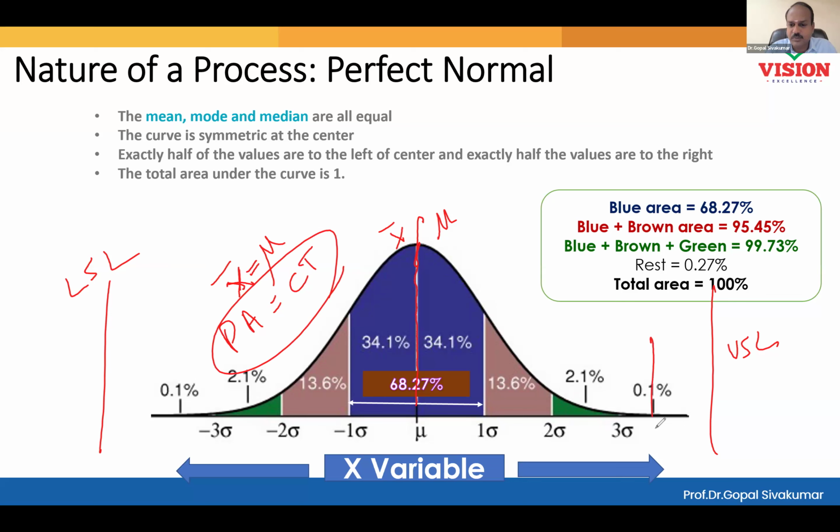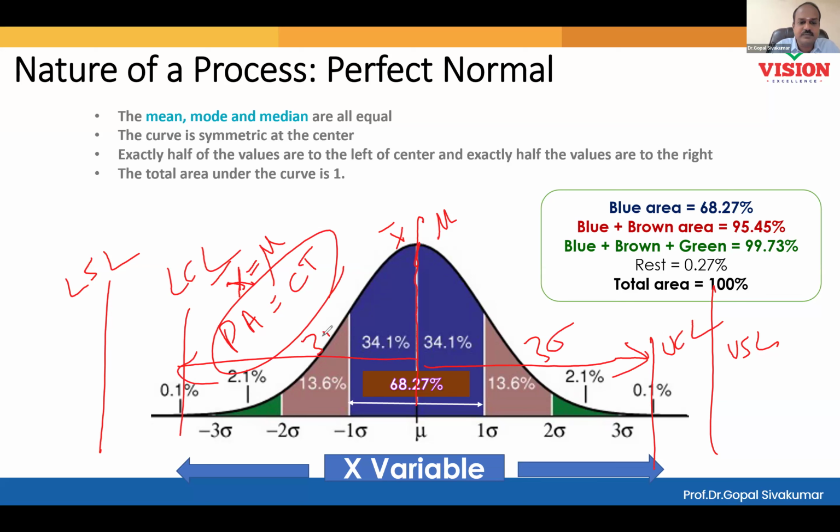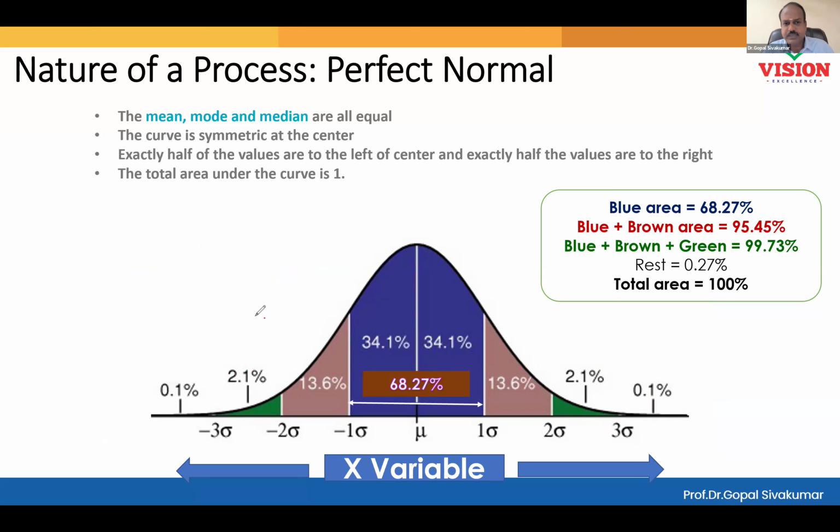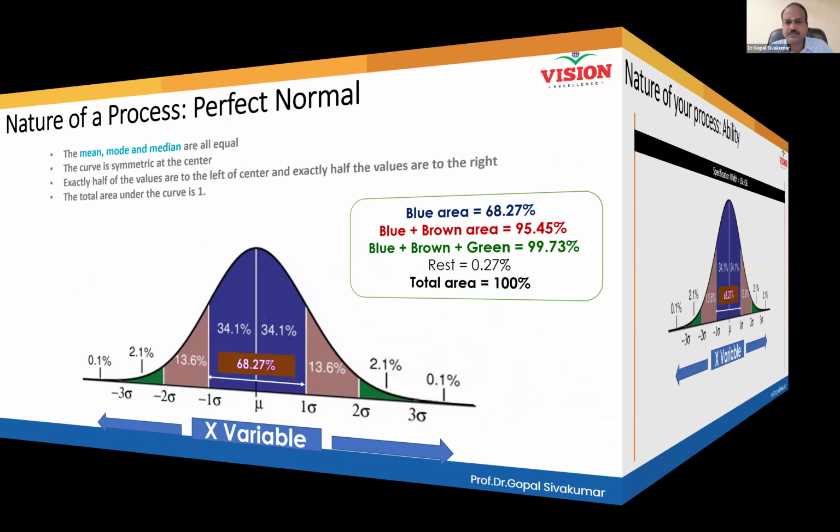And here is your control limit, upper control limit. Here is your lower control limit. This control limit is nothing but 3 standard deviation. All right. So I think now you all understand why we are learning this normal distribution.